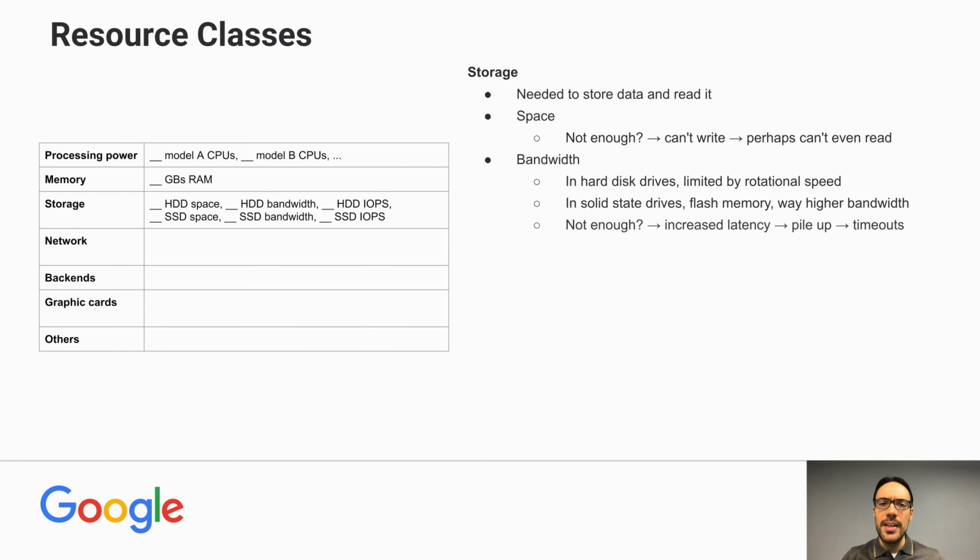If storage bandwidth is ever a bottleneck in a user-facing service, users will perceive increased latency. In the worst-case scenario, requests could pile up and eventually start timing out and cause an outage.